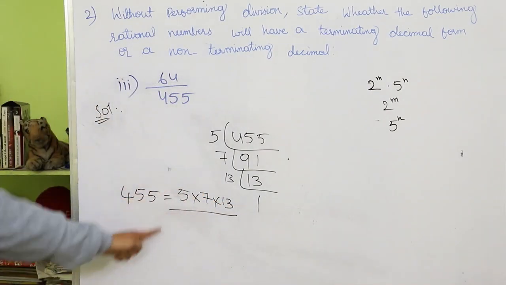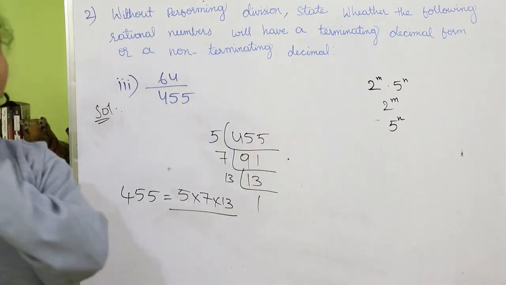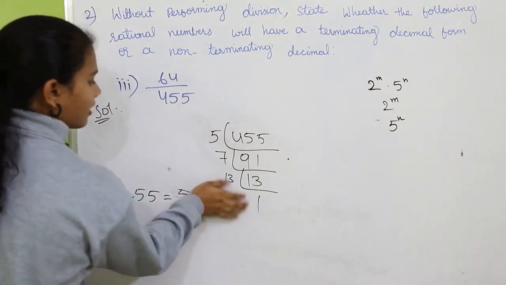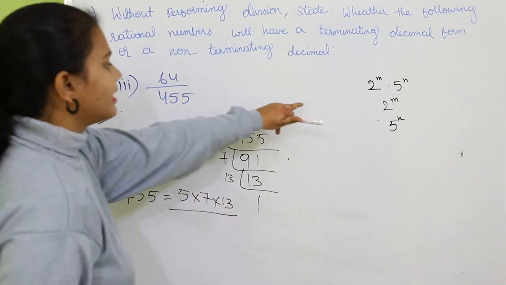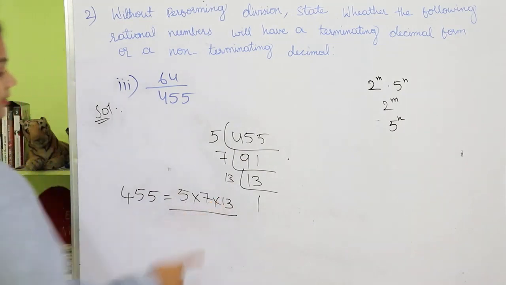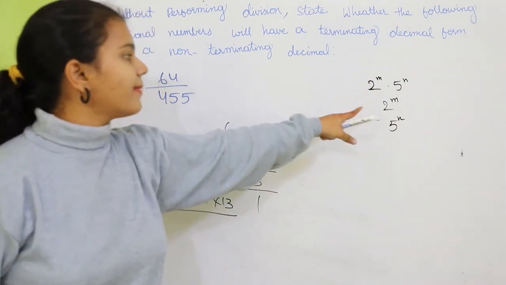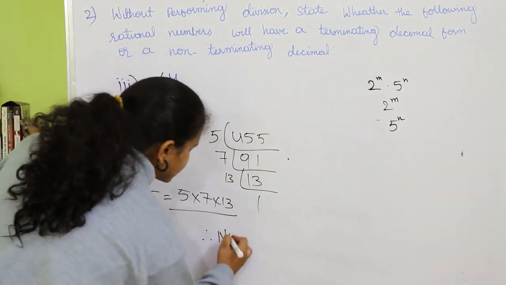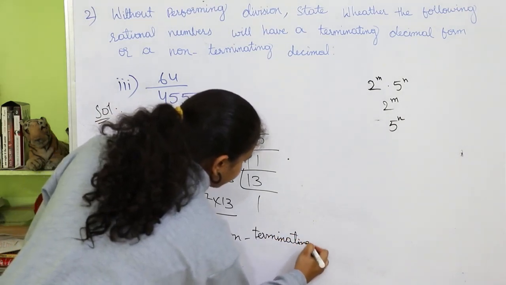But is this 5 into 7 into 13 in the form of 2 power m into 5 power n? No, it is not. Let us assume, if we won't get 7 and 13, and I get 5 power something, then it would become a terminating decimal because it's in the form of 5 power n. But here we got 5 into 7 into 13. So this is not in the form of 2 power m into 5 power n. So this would become a non-terminating decimal. Let me conclude this is a non-terminating decimal.